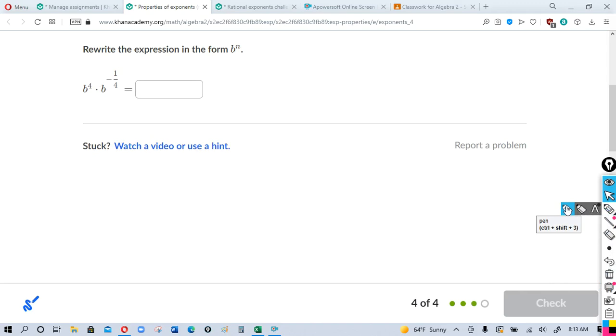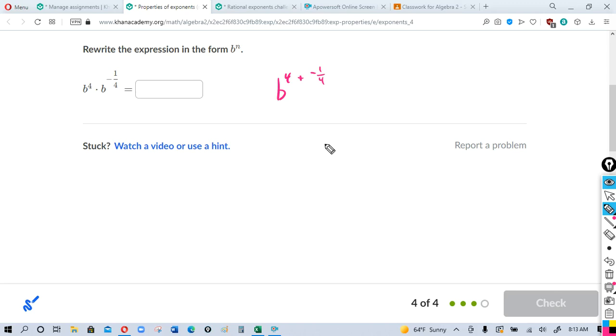So before we said when you multiply with the same base, the b and the b, you just add the exponents, right? So we have b, this exponent is 4, and this exponent is negative 1/4. So it's going to be b to the 4th plus negative 1/4.